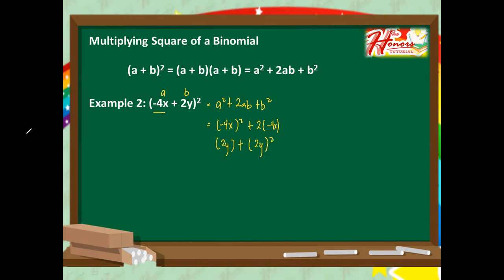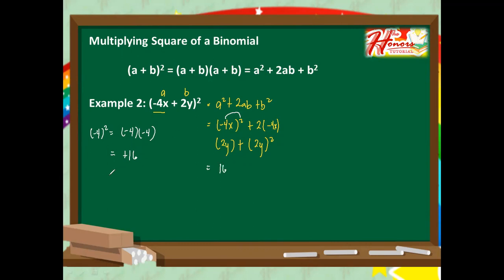And then we have to simplify. So we have here negative 4x squared. Let's have negative 4 raised to 2 first. Remember that we have here negative 4 raised to 2, meaning that we have to multiply negative 4 twice to itself. So negative times negative is positive. 4 times 4, that's 16. So we have here positive 16.